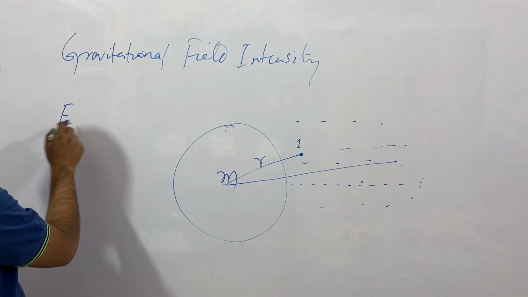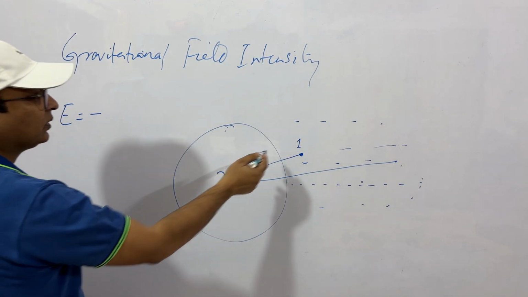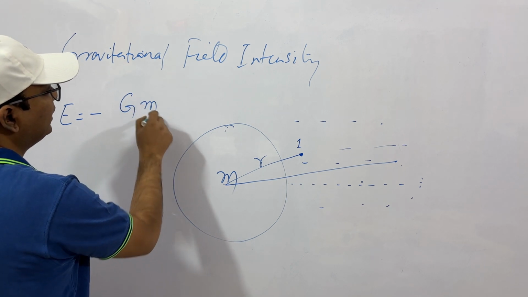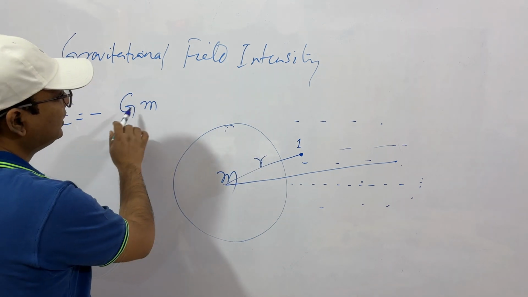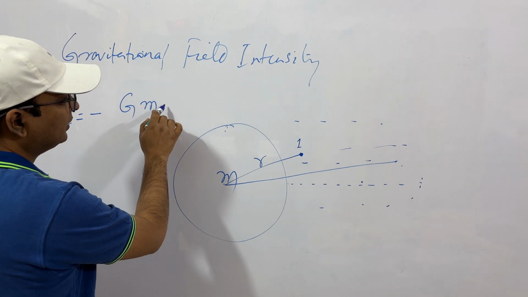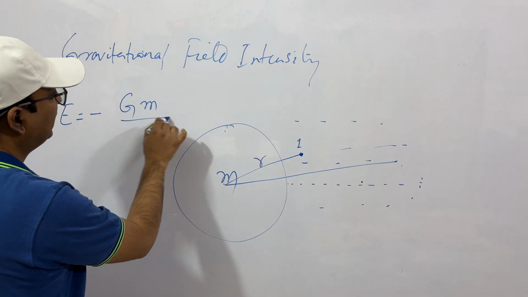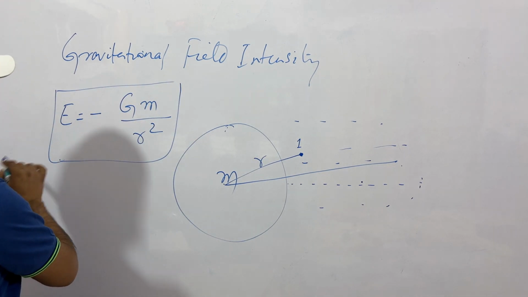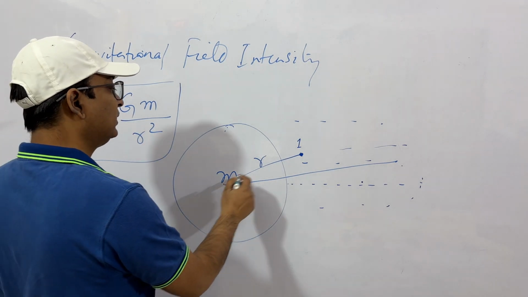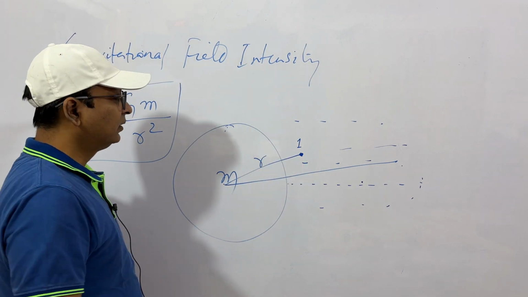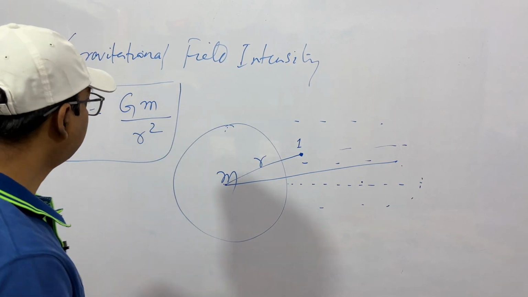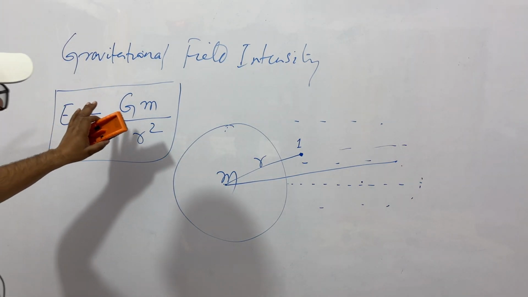Generally it is represented as E, with a minus. Why minus? Because this force is always attractive. So minus, we know this will be Gm into 1. The force is, we know, G into m1 m2 by r square. So the second mass is unit, so 1 into 1 by r square. So this is the gravitational field intensity at a distance r from the body. If this is a sphere, we take it from the center. Clear? So this is the field intensity.